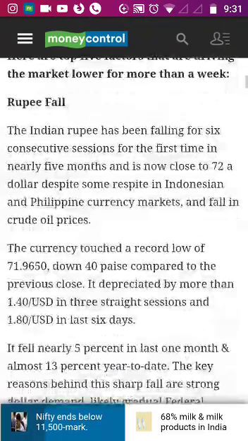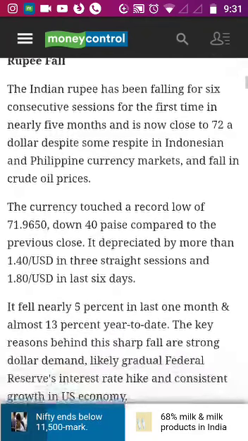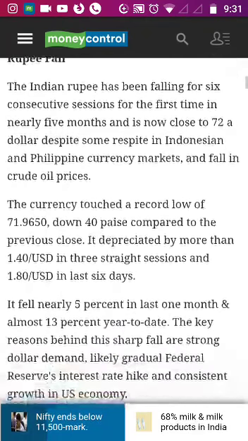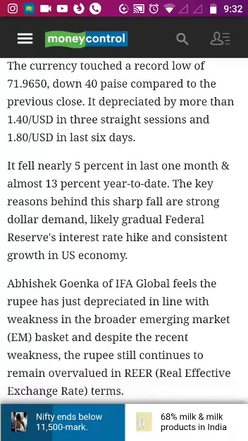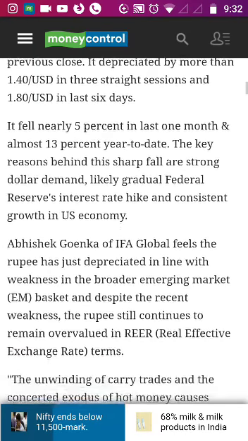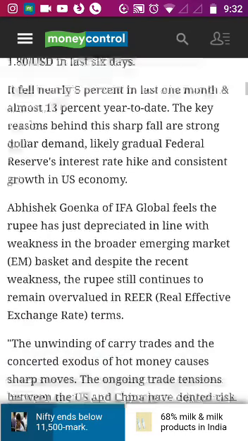Now, it depreciated by more than 1.40 per US dollar in three straight sessions, and 1.80 per US dollar in the last 6 days. So it has fallen nearly 5% in the last 1 month, and almost 13% year to date. So the key reasons behind this fall are strong dollar demand, the Fed Reserve's interest rate hike, and also consistent growth in the US economy.